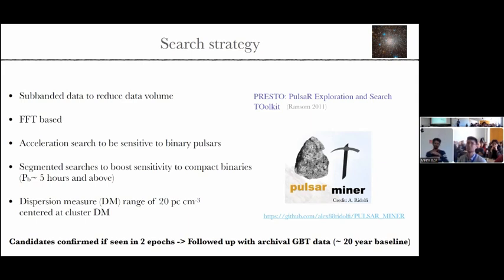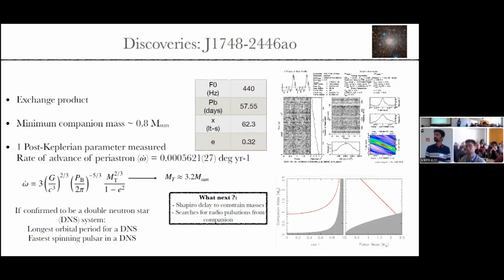And Terzan 5 already has a wide range of DMs within it, and so we made sure that we are searching a wide range of DM. There is legacy software which actually does this, and this thing called Pulsar is actually a wrapper for PRESTO, and it's open source, so feel free to look at it. If whatever candidates we got, we see in 2 epochs, it's confirmed. And what we can leverage is the fact that there have been 20 years of data taken on Terzan 5, and so you can always go back and put constraints on the parameters of the pulsars we have found with GBT data. So that is a real boost here.